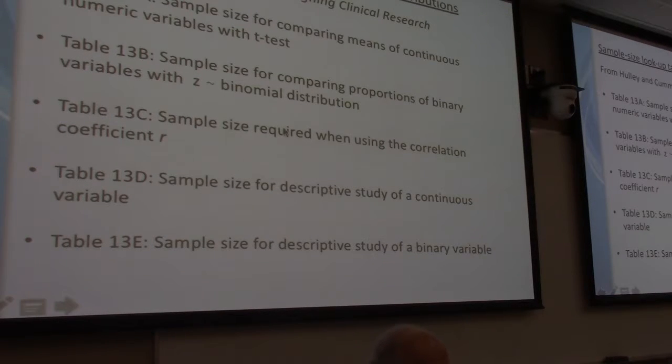Table 13C is when you have two continuous numeric variables like height and weight, and you're studying the correlation between them. And then the last two tables are for descriptive studies. These are single sample studies, and one is when you're trying to decide how many subjects you need to estimate some population parameter with a certain degree of precision and confidence for a continuous numeric variable or a binary yes/no variable. So we're going to use those tables, and that's what they cover.